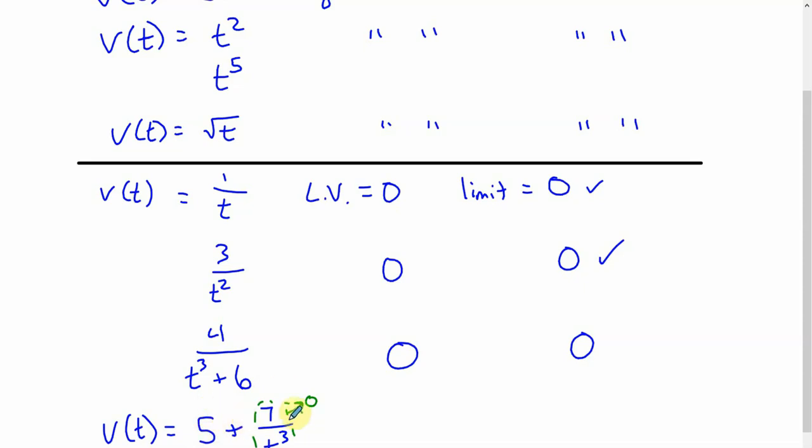But it's 5 plus that. So the overall answer is going to be getting closer and closer to 5 plus 0. It's going to be getting closer to 5. So the limiting value here would be 5. This part is just going to 0, but it's 5 plus something that's really close to 0. So that'll end up being something that's really close to 5. Okay.